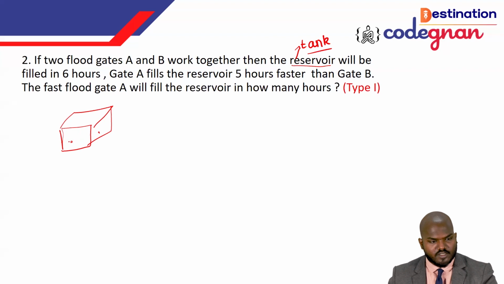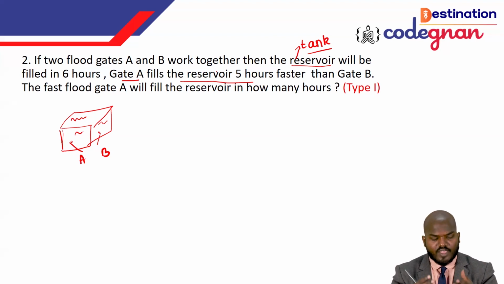If the two gates open together, the tank will be filled in 6 hours, as given here. Consider this is A and this is B. Gate A fills the reservoir 5 hours faster than gate B. The question asks: the faster floodgate will fill the reservoir in how many hours? If they work together, they can fill the tank in 6 hours.